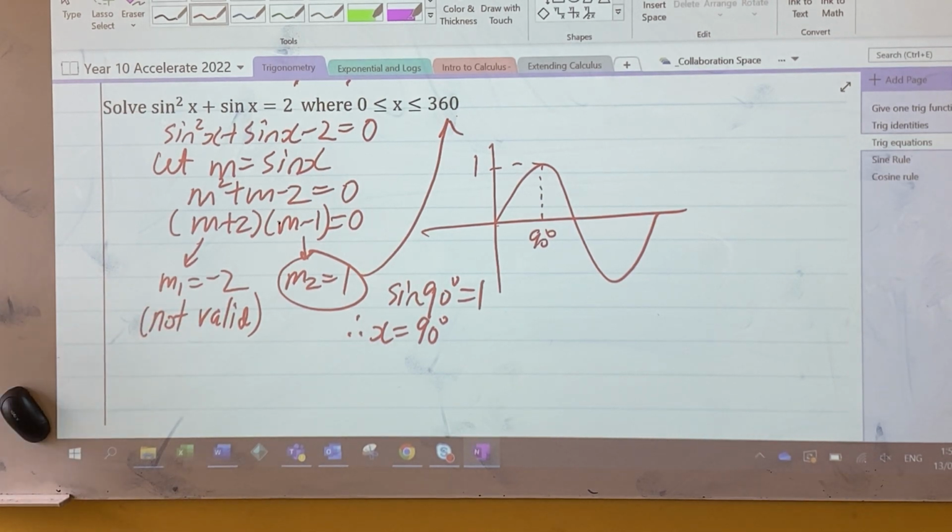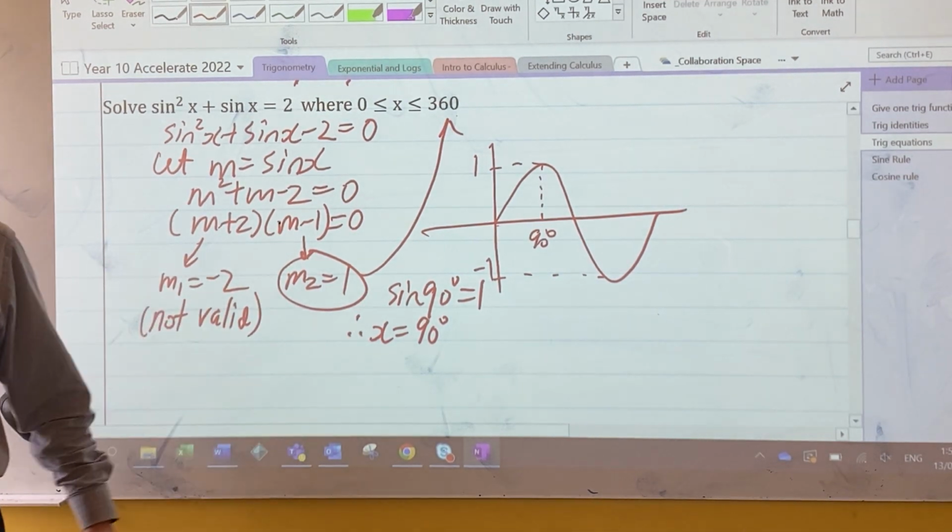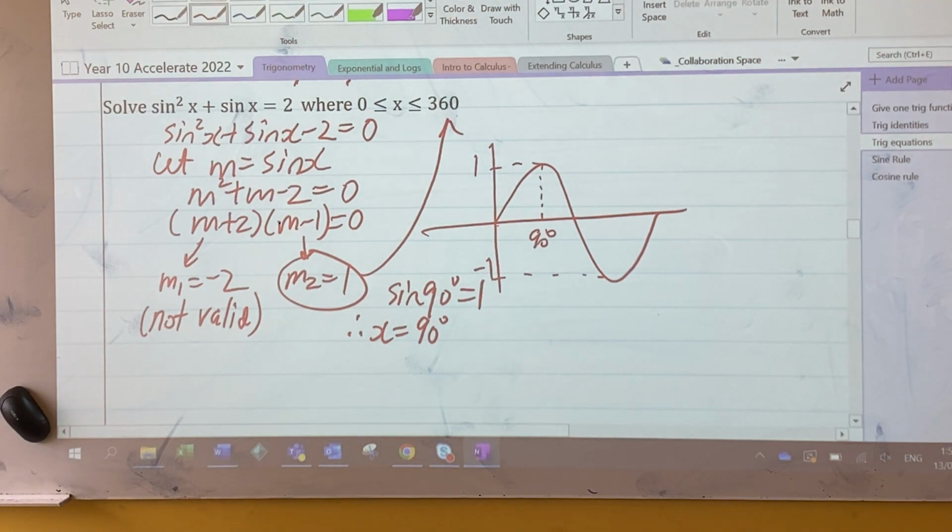Question? Why isn't it valid? Oh, because sine never goes to -2. Because as I pointed out here, you can see the range of sine is -1 to 1. Okay, that makes sense. All good? People okay with that? Fantastic. All right. Move on.